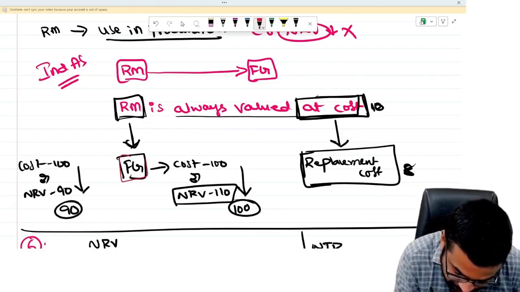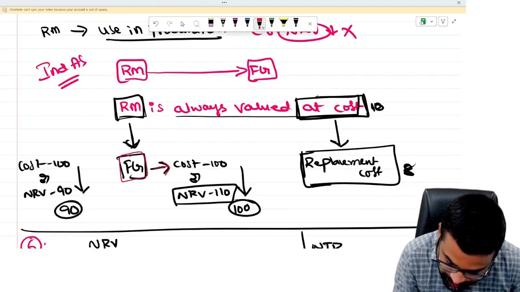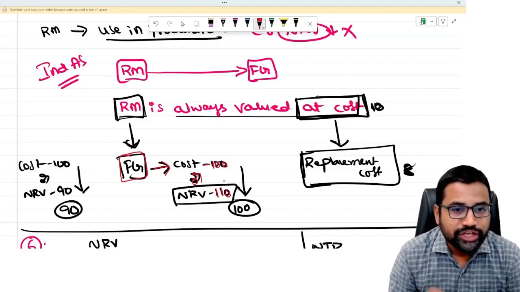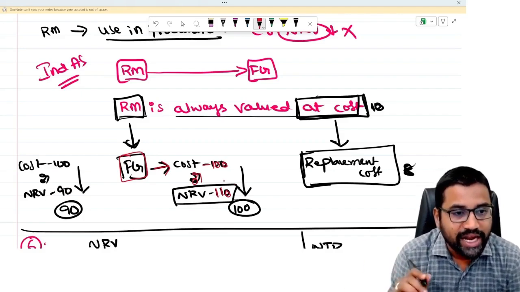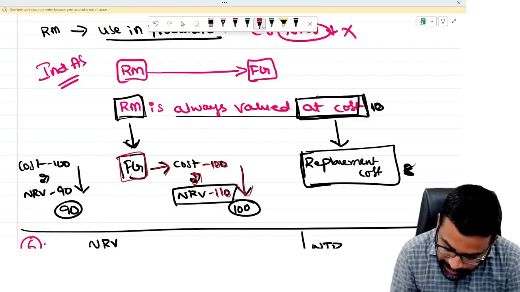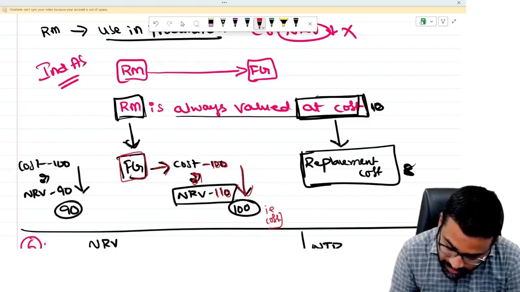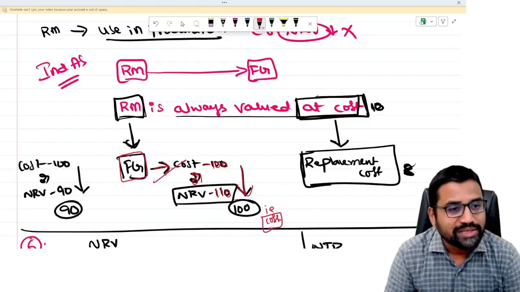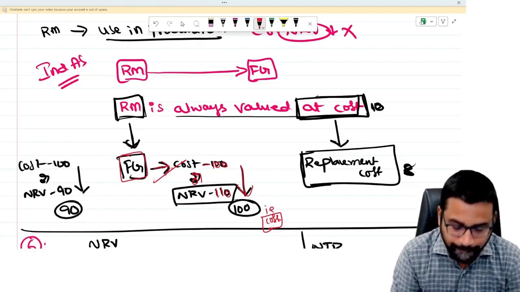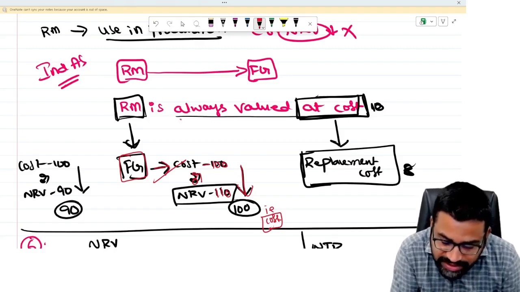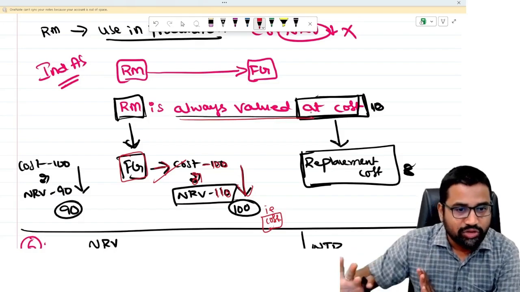Suppose there is a finished good. Now the cost of the finished good is 100 rupees, and its NRV is 110. Tell me, if I sell it in the market, at what value will you value it? 100 rupees cost or NRV, whichever is lower. That is nothing but the cost, right? So it is a better position. Why? Because NRV is more than cost here. In such a situation, raw material is valued at cost only. Let it be at cost.